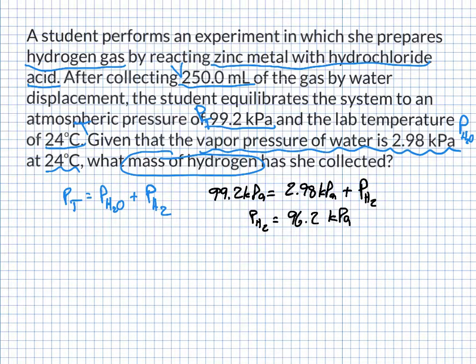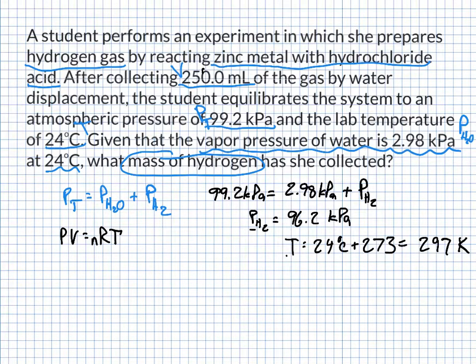So I have a pressure, I have a temperature, but I can't do anything with that temperature because it's in Celsius. So my temperature has got to be 24 degrees Celsius plus 273, which is going to be 297 Kelvin. So now I have a pressure, I have a temperature, I have a volume of 250 milliliters, and it's asking me for mass. Well, I don't have any formula that has mass, but I do have a formula that includes pressure and temperature and volume, and that is PV equals nRT.